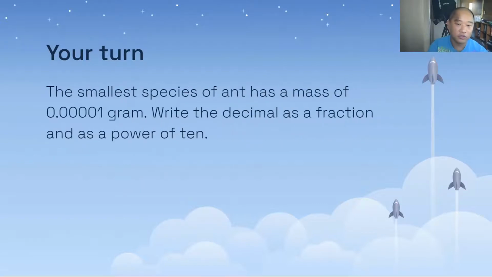One more, your turn. The smallest species of ant has a mass of 0.00001 gram. Write the decimal as a fraction and as a power of 10. Welcome back. Okay, so this is going to be 1 over 5 zeros, right? So 100,000, it's 1/100,000ths. So that's 10 to the negative 5.